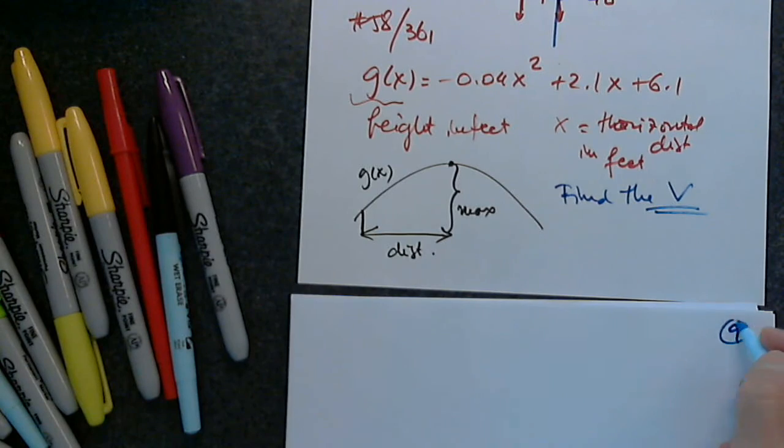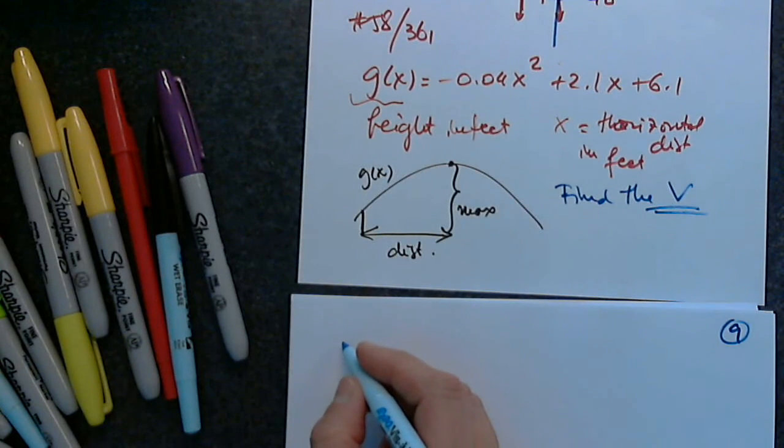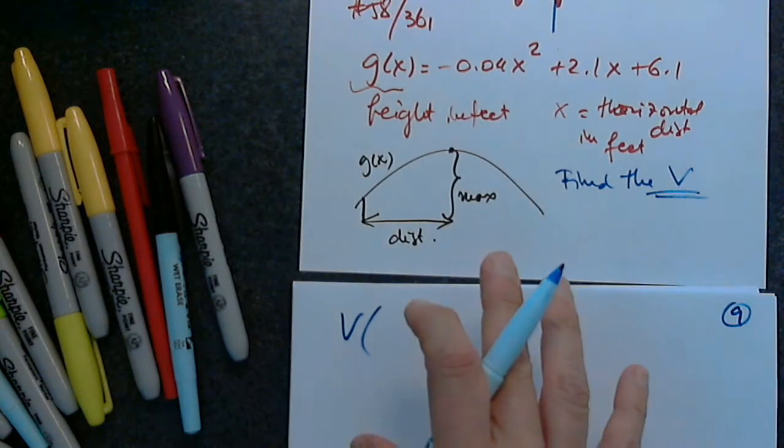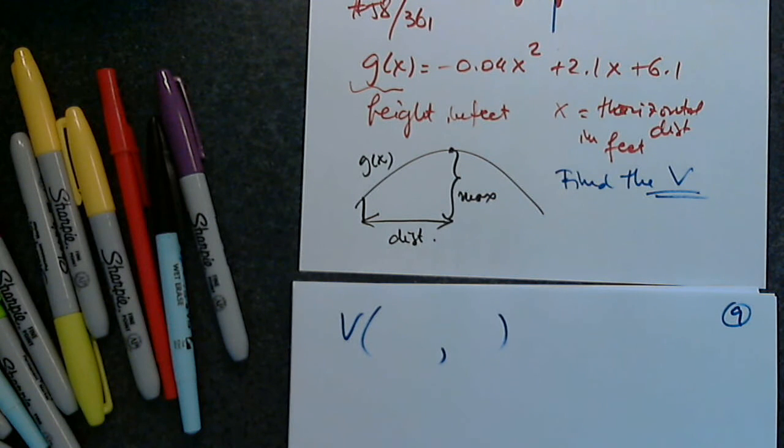So what are the coordinates of the vertex? How do I find the vertex? What is the x-coordinate of the vertex? I'm not going to complete the square to find it. Oh, no. I will use the other method. So what is the x-coordinate of the vertex? So it's negative b over 2a.